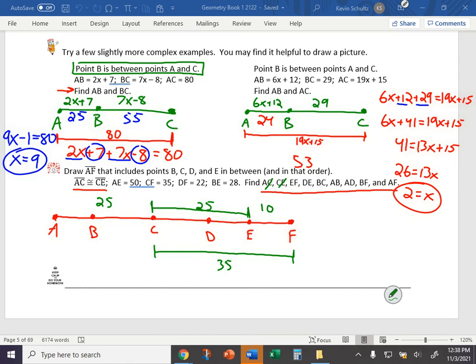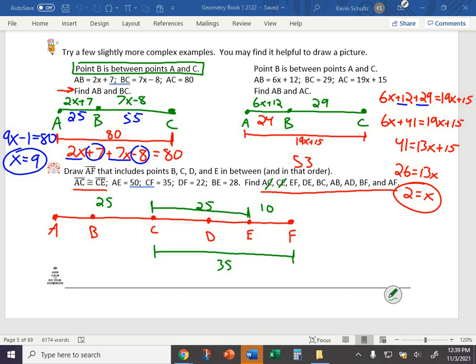Also then, AF would be 60, right? Good. Because if A to E is 50 plus an extra 10, we can now solve for the whole thing. Excellent. Okay? So that's the kind of geometric logical thinking here, right? Questions on this?